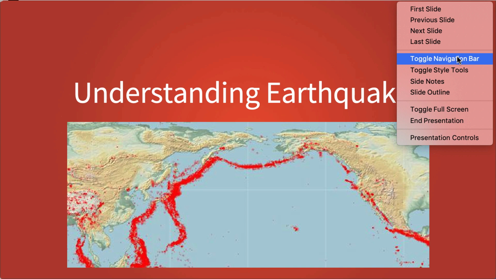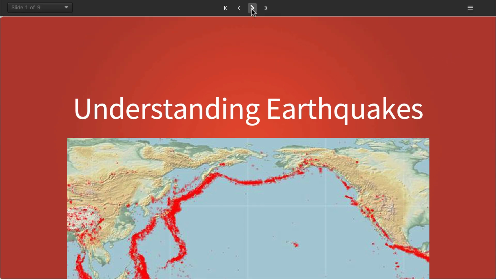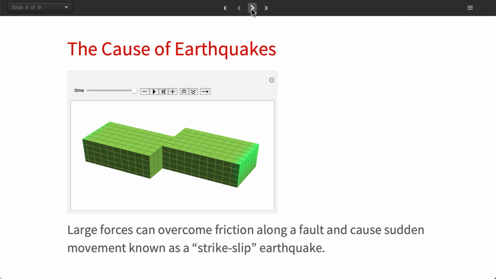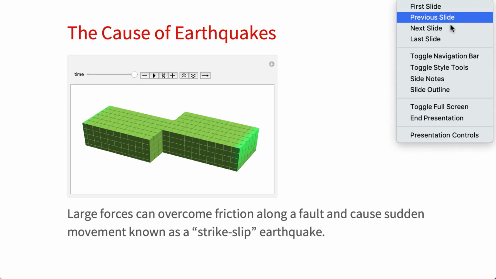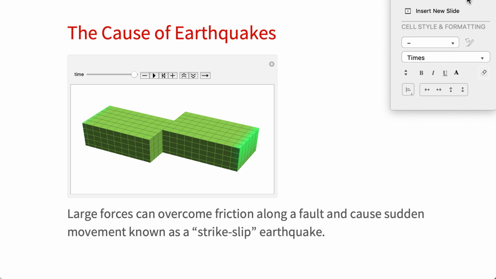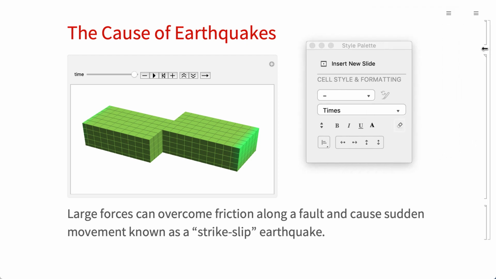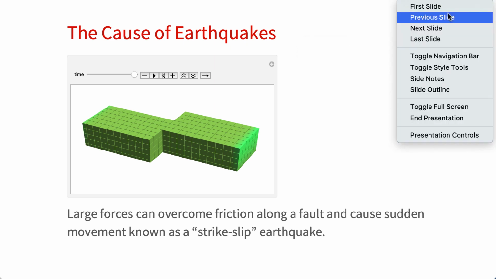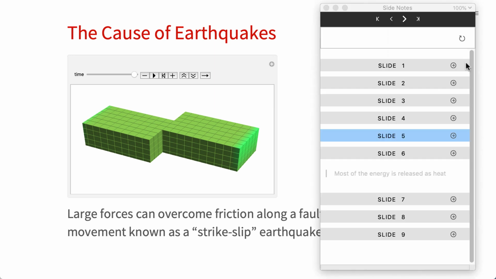Choosing Toggle Navigation Bar adds on-screen controls at the top of the window for moving between slides. Choosing Toggle Style Tools opens the same palette of style controls that was shown earlier. In Slideshow Working Screen environment, this palette isn't usually needed since the same controls are available in the authoring toolbar. But here this palette provides a way of editing the slideshow from within the actual presentation rather than from the working notebook environment.